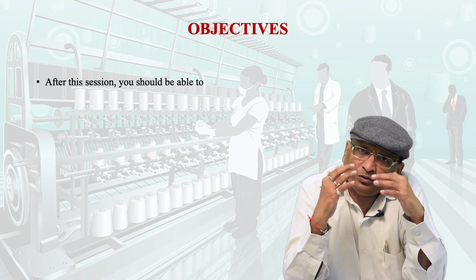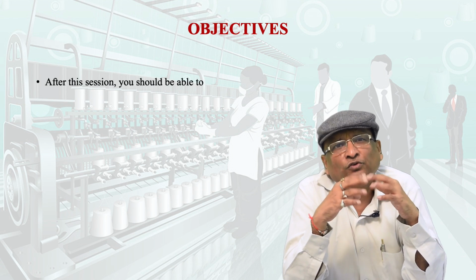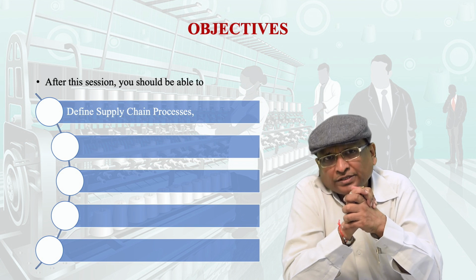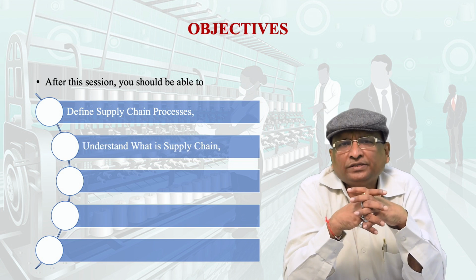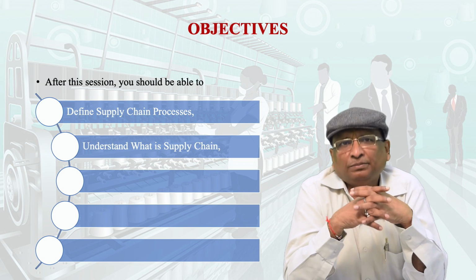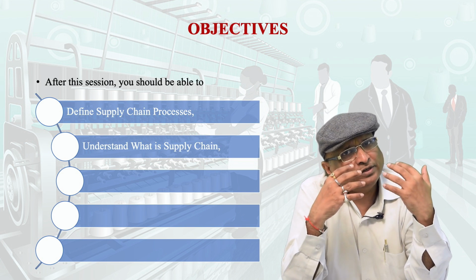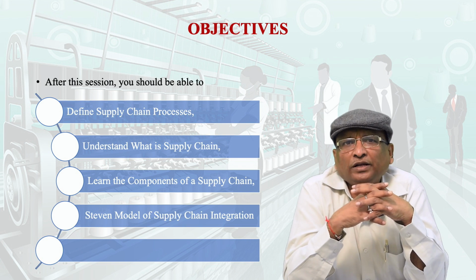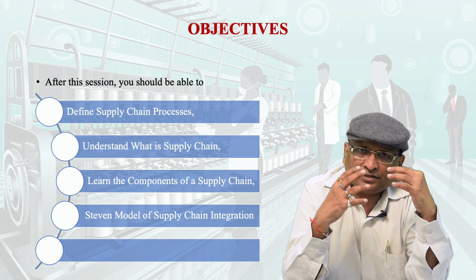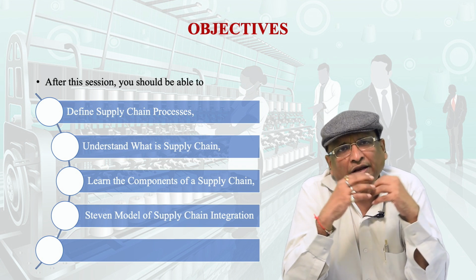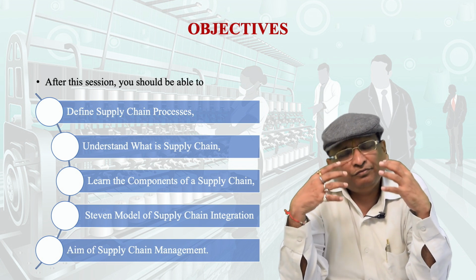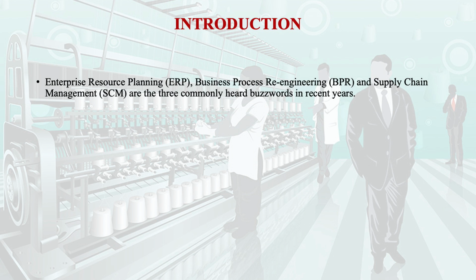If you study this session, you will be able to define various types of supply chain processes. You will also be able to understand what is meant by supply chain, and what the components of a supply chain are. The most important model of supply chain is Stevens model that we will study, and what is the aim of supply chain management.